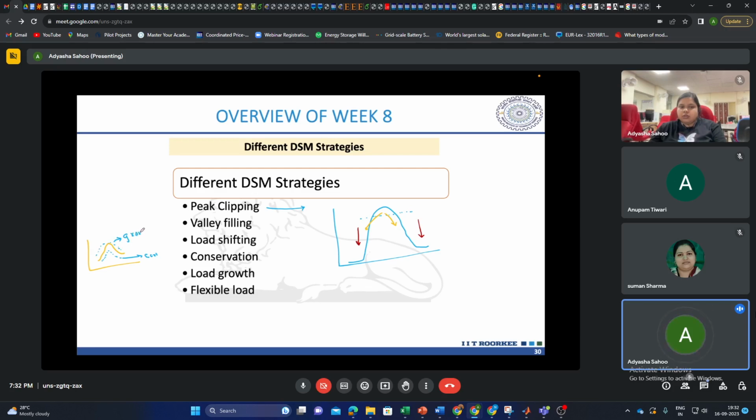So this is growth. And flexible loads are those kinds of loads which can operate flexibly according to the need of the grid. Basically, if there is higher demand or peak demand, these flexible loads can decrease their consumption, and in case of low demand they can increase the consumption. According to the need of the grid they can operate flexibly.